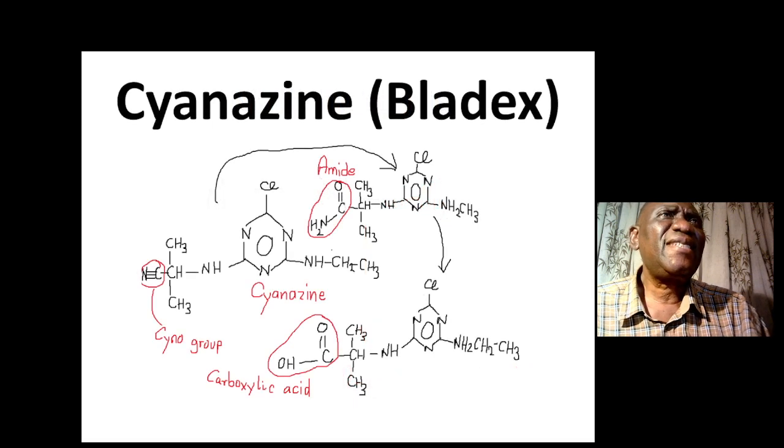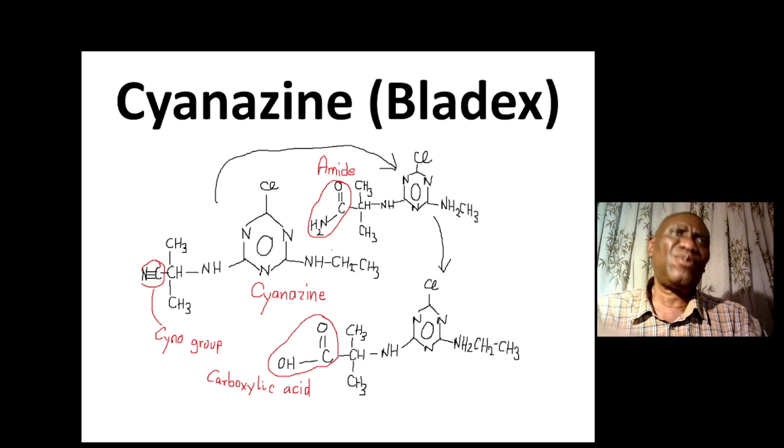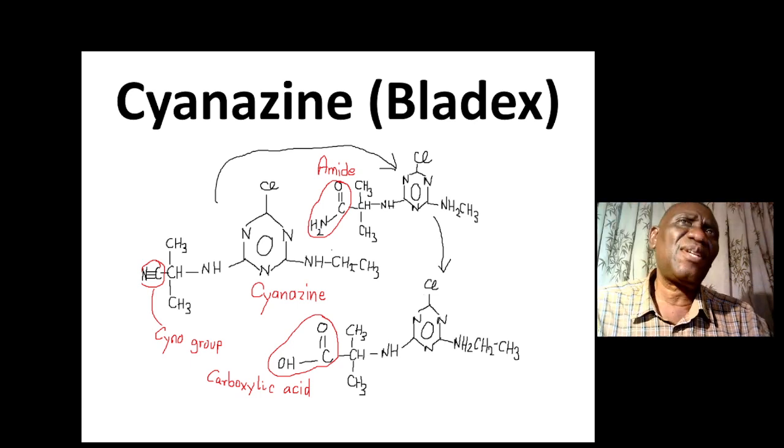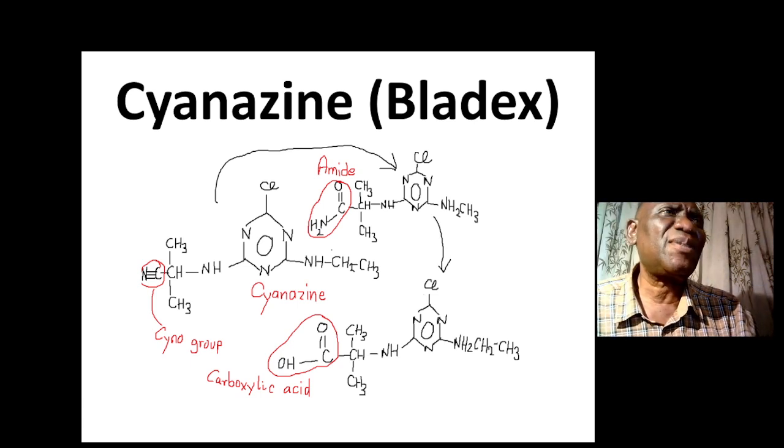We can get it in Bladex or cyanazine. We just focus where we have N and the carbon here, and the triple bond cyano group. It can form an amide, but later on the end product could be an acid. The rest of the molecules are not important.